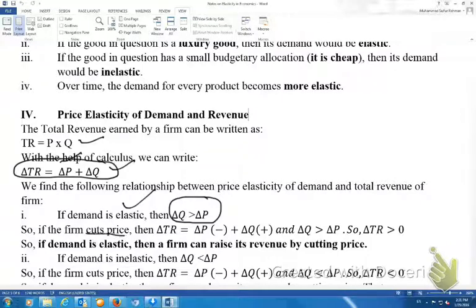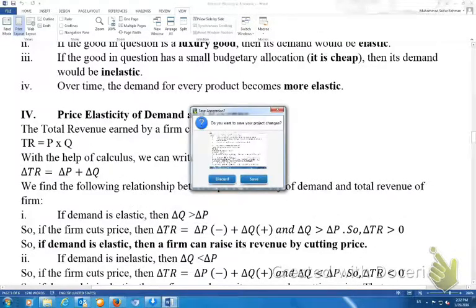So if a firm cuts its price, meaning that price goes down, the change in total revenue is equal to the percentage change in price, which is negative, plus the percentage change in quantity, which is positive because of the law of demand. And since delta Q is greater than delta P, meaning that the change in quantity is larger than the change in price, we have the final result that the total revenue is going to go up. This is a very critical issue, which argues that if the demand is elastic, a firm can raise its revenue by cutting price. On the other hand, imagine for the time being that the demand is inelastic.